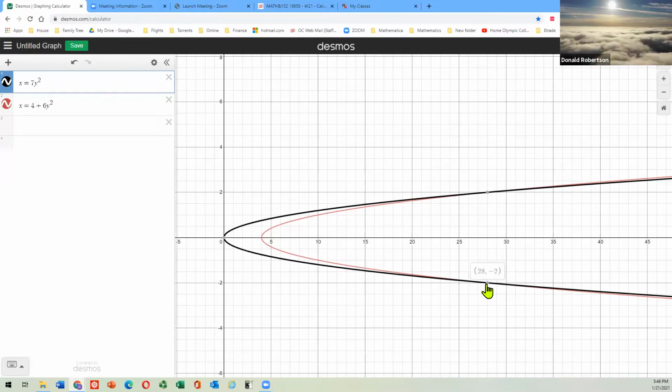To find the area of this one, you split the problem into two pieces.